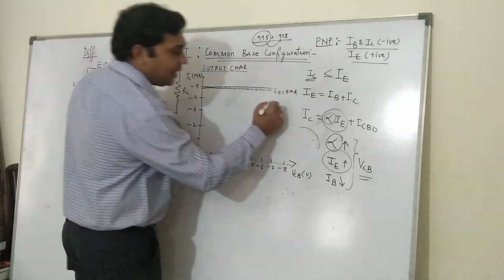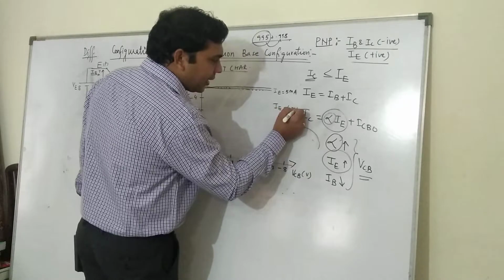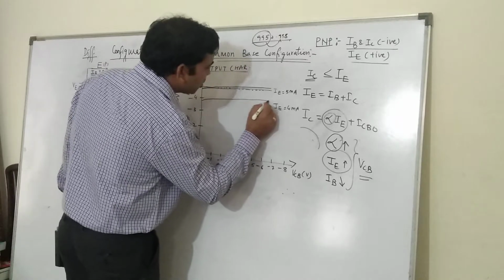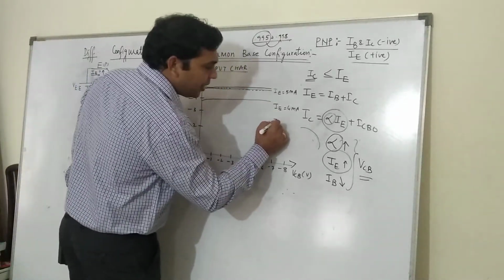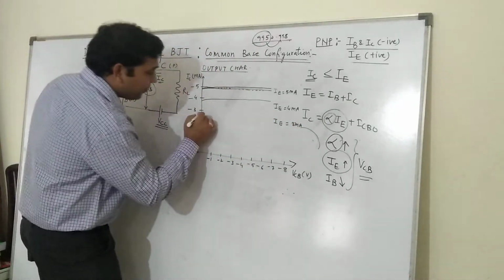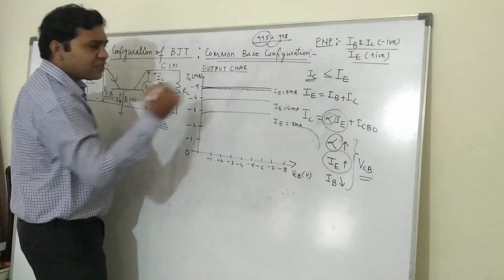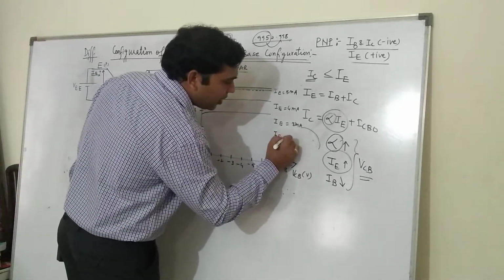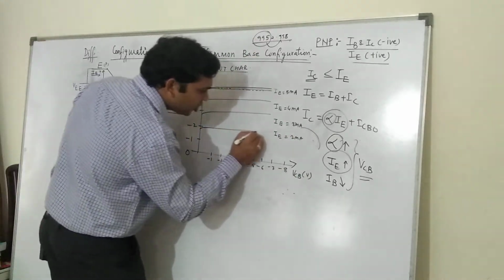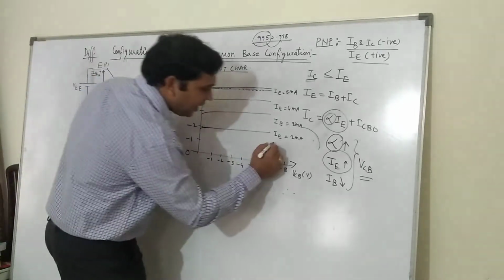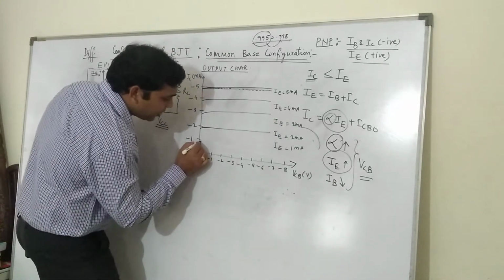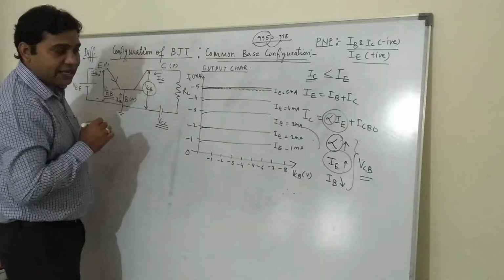If you have IE equal to 4 milliampere, then again the characteristics are almost flat, started from 3.9-something and reaching towards 4. If IE equal to 3 milliampere, the current will start from 2.9 and reach towards 3. So almost the curves are flat. If you have IE equal to 2 milliampere, the current will start from somewhere 1.9 and reach towards 2. If you have IE equal to 1 milliampere, the current will start somewhere around 0.99 milliampere and reach towards 1 milliampere. The current is almost flat.